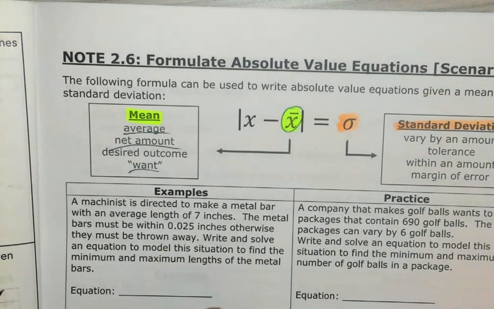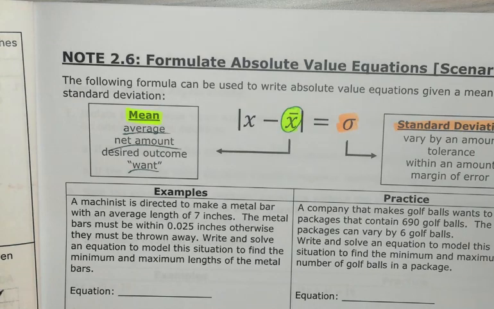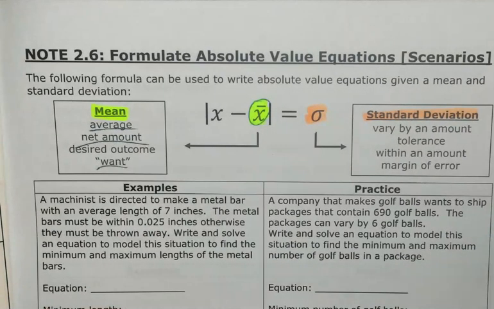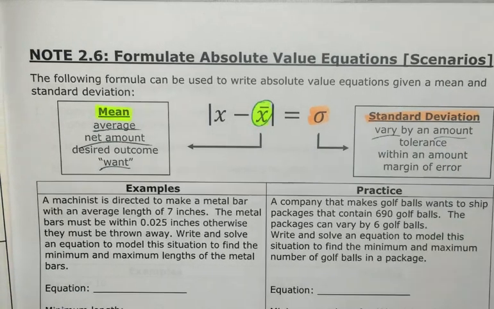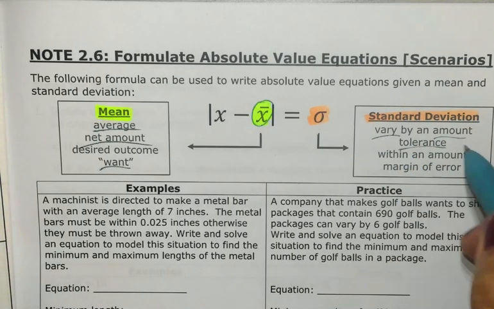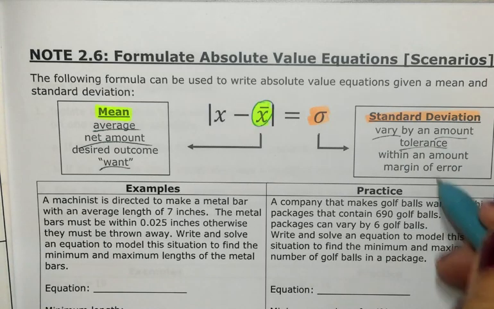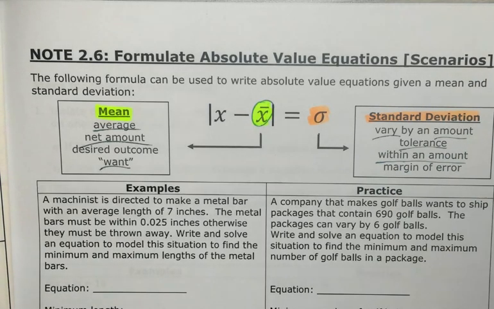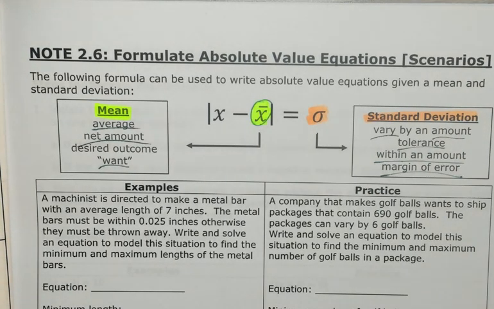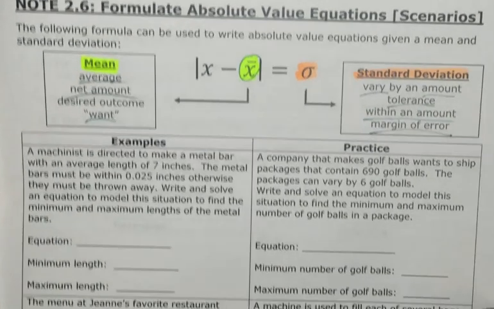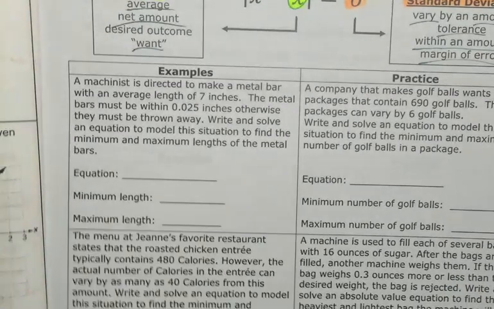The next part is writing that it equals a number, that number representing the standard deviation. And standard deviation can be rephrased to the amount that it varies by, or what it's tolerant to, or the range of error, margin of error, or the wiggle room, like within this amount. So here are three problems that we're going to go over.